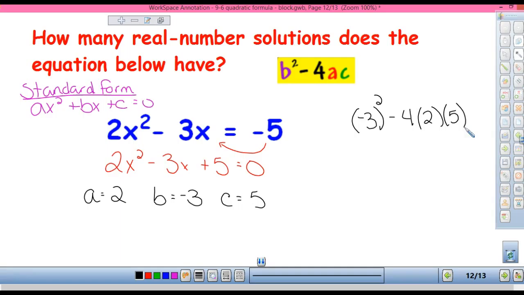So, negative 3 squared? 9 minus 4 times 2 times 5? I'll take 40. So now it says 9 minus 40 gives us negative 31. So our discriminant is negative 31. How many solutions does this have? No solution. So our quadratic would have no solution because that is negative.